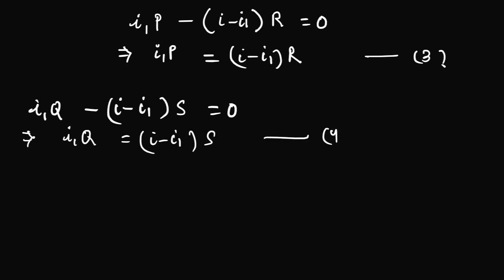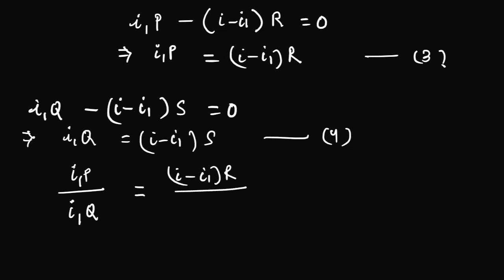Now there are again two equations we are getting. Now if this is the situation, if we are going to divide it, how are we going to divide it? We will divide equation 3 by equation 4. So what would it be? I1P by I1Q equals (I minus I1) whole into R divided by (I minus I1) whole into S. This should be the equation.